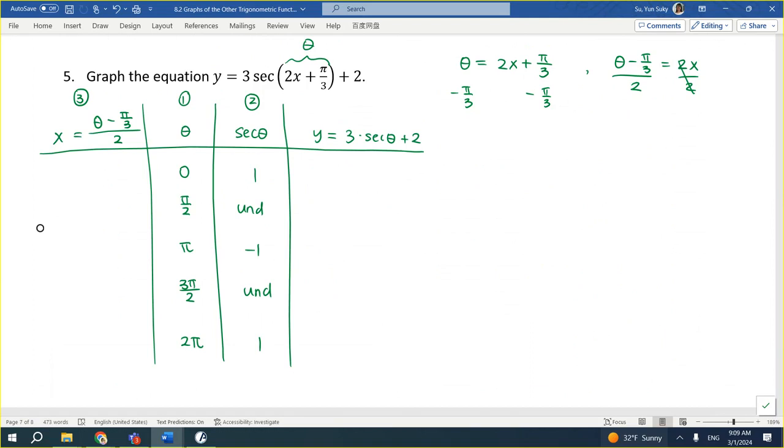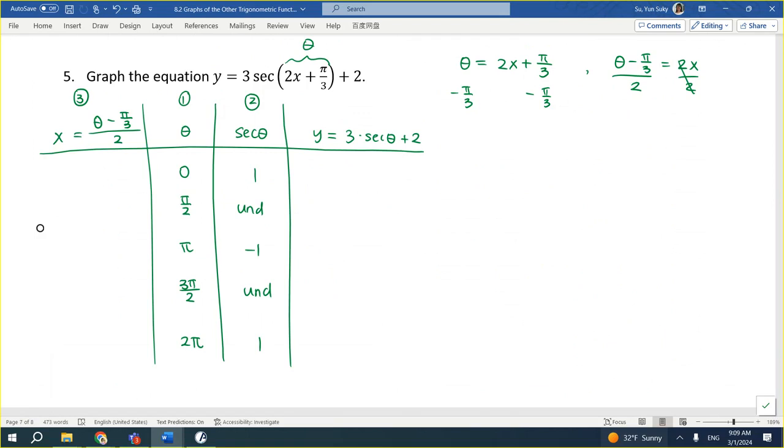Is everybody following? We look at the angle. Angle theta is 2x plus pi over 3, right? And we want to solve for x. So how do we get rid of the 2 and the pi over 3? We subtract pi over 3 first and then divide it by 2. Yes, everybody?